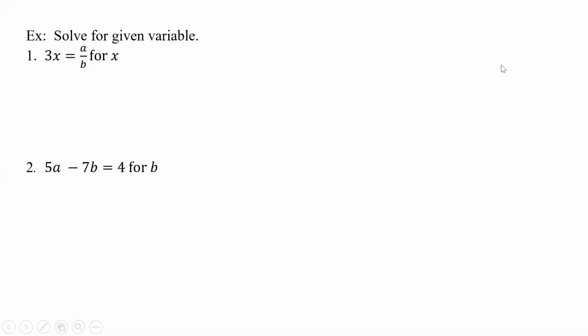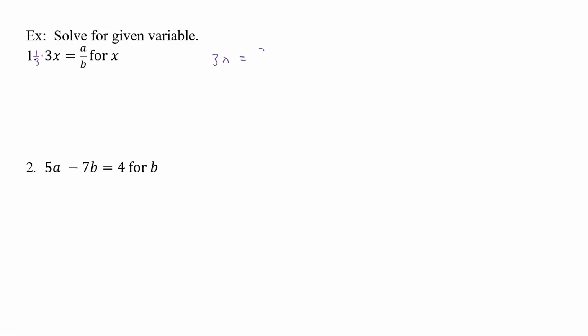All right, so here again, we're back to solving for given variables. So this time we want to solve for x. So we have 3x equals a over b. Well, in this case, since we have a fraction here, it might be nicer instead of saying divide by 3 if we multiplied by 1 over 3. So that's going to be what I think is going to be the easiest thing to do.